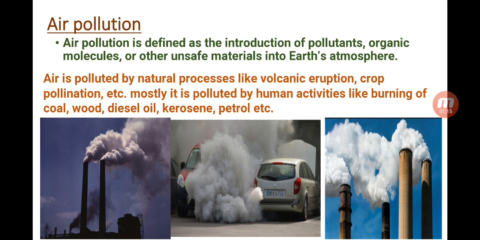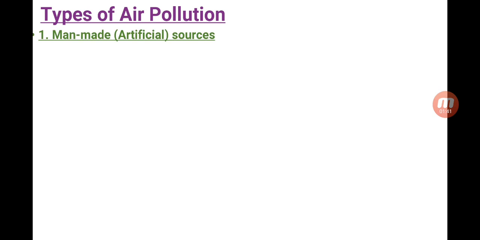So, my dear students, in this slide we can see air pollution and causes of air pollution. Whenever air contains any undesirable particles or poisonous particles, then it is said to be polluted air. So here we will discuss the causes of air pollution. First we will talk about types of air pollution.